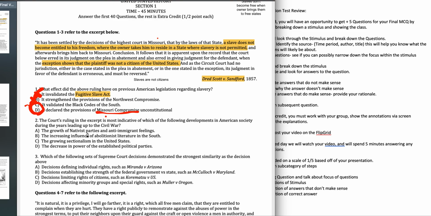The growth of nativist parties and anti-immigrant feelings. Does this question have anything to do with immigrants? I would automatically say nope. Has nothing to do with immigrants. Therefore, I am not even touching that, right?